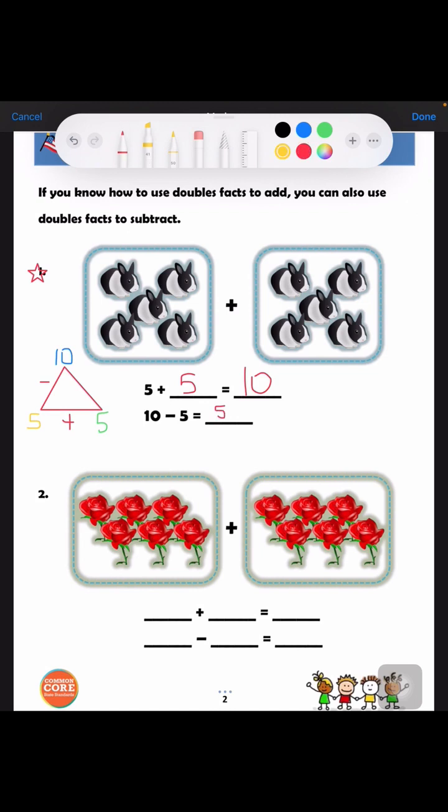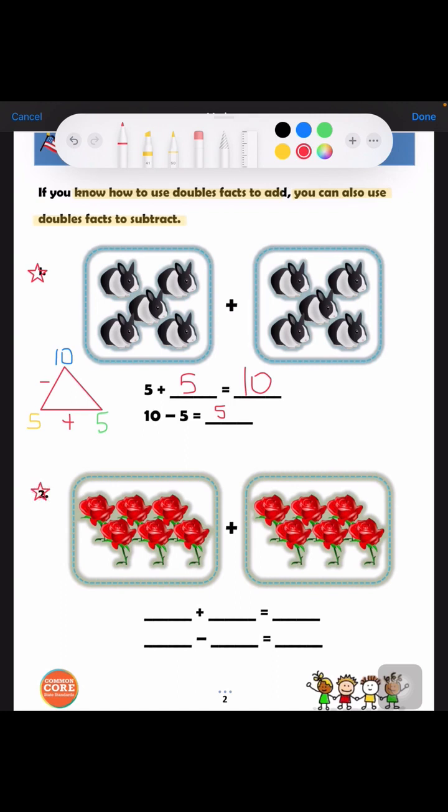So this is what we call double fact. If we know how to use double fact to add, we can also use double fact to subtract. And then we take a look at question 2.